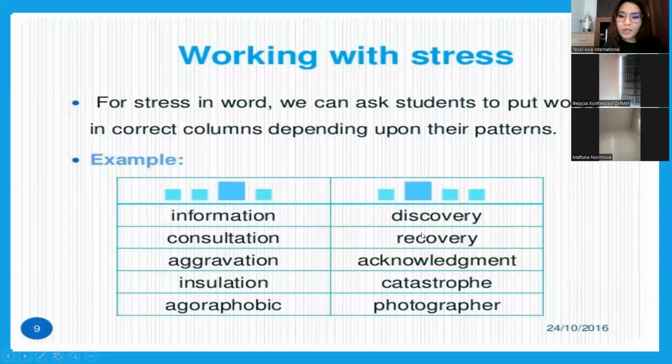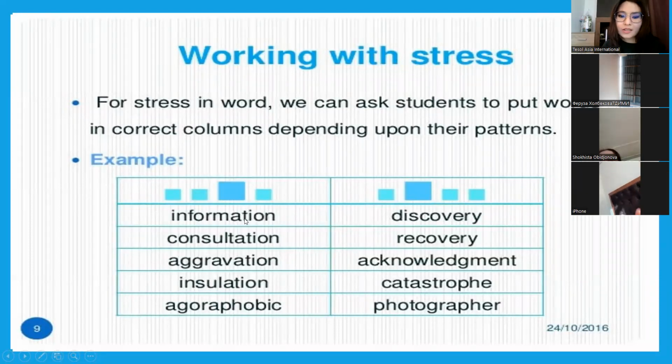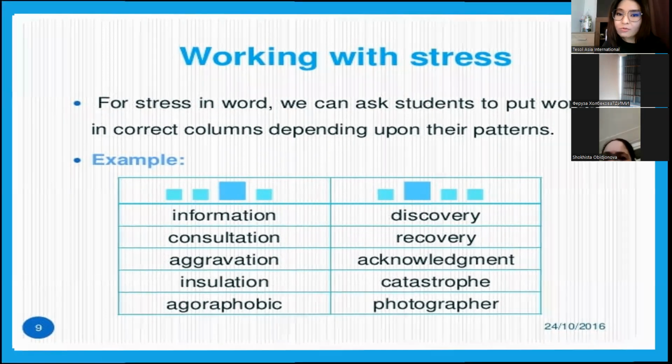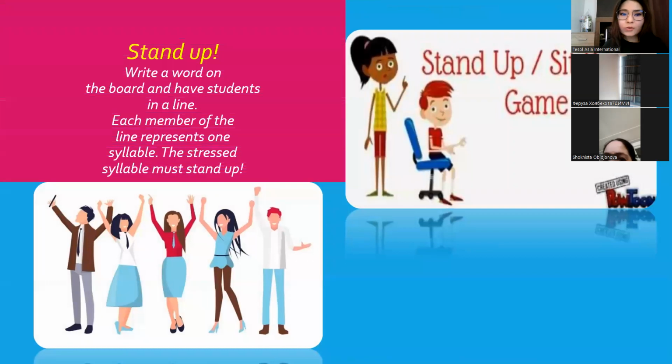into the right column. If the stress is in the third syllable, they should take it to the first table. If the stress is on the second syllable, they should take it to the second table. You can prepare such an activity to consolidate their awareness of stress. Or you can play a stand up and sit down game.